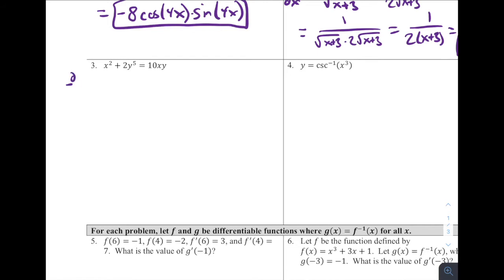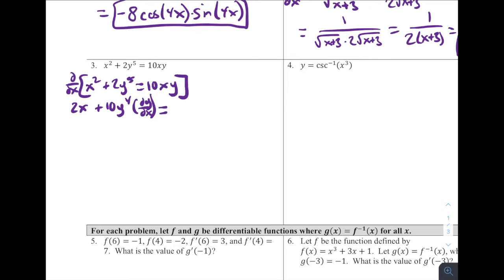So if we take the derivative with respect to x of that x squared plus 2y to the fifth is equal to 10xy, again, we're trying to identify which of these match the variable of the derivative that we're taking with respect to. Here, because they match, we end up with a 2x, right? The derivative of x squared is just 2x and the variables match. Then the derivative of 2y to the fifth is going to be 10y to the fourth. But because this y, that variable, does not match with the derivative variable that we're taking with respect to, we're going to end up with this dy dx term there.